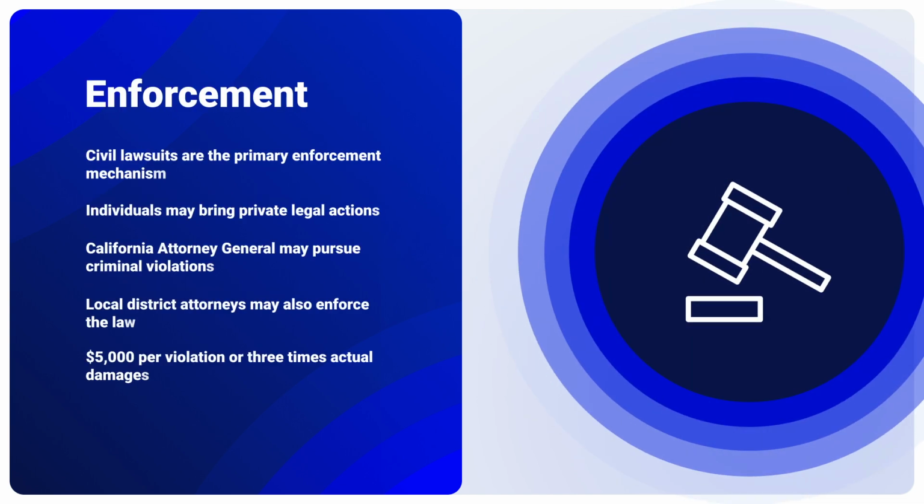The law is primarily enforced through civil litigation. Individuals may bring private legal actions when communications are intercepted without consent. The California Attorney General may pursue criminal violations of the statute. Local district attorneys may also enforce the law. Civil claims may include damages of $5,000 per violation or 3 times actual damages.